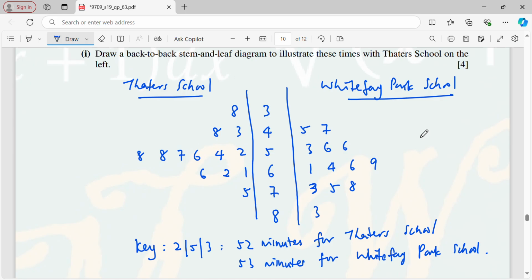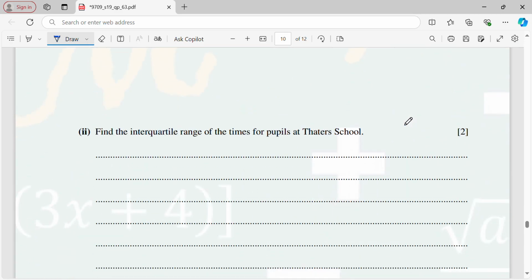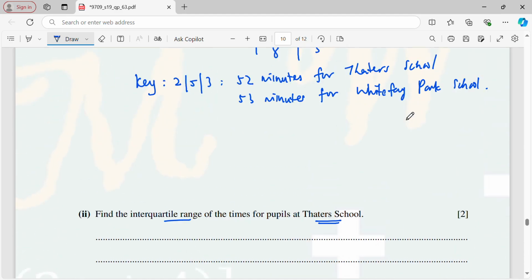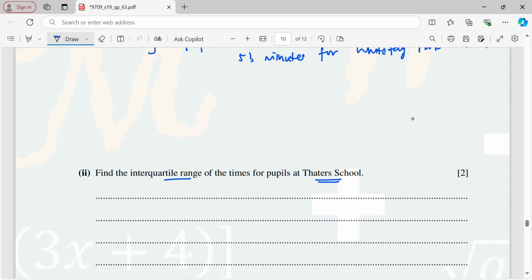Okay, so done for the back-to-back stem and leaf diagram. Now find the interquartile range of the times for pupils at the first school. So for the interquartile range, I need to find Q1. Q1 is 1/4 of (n plus 1)th. That means it's 1/4 of (13 plus 1). So this is 14 over 4, that is 3.5.